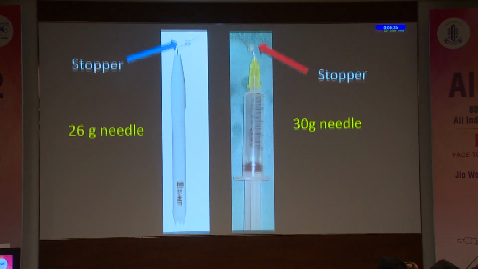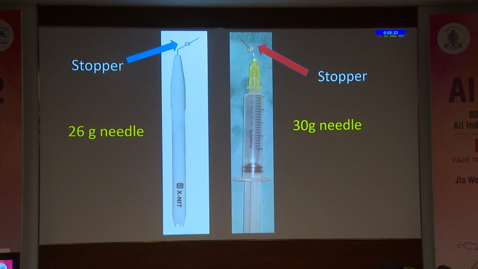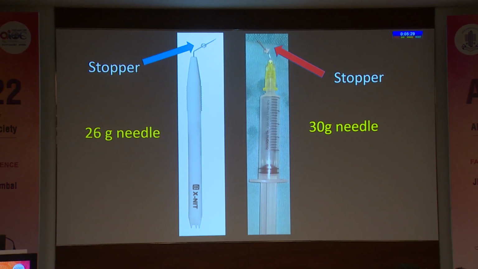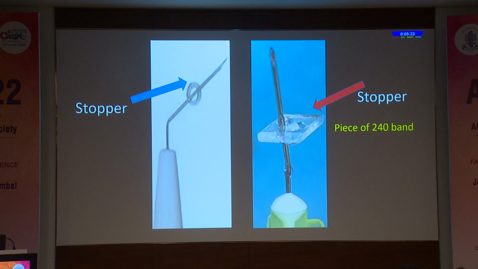So how to make it? The XNet by Aurolab uses a 26 gauge needle and a silicon stopper, while I have used a 30 gauge needle on a 2 ml syringe, and the stopper is a piece of 240 band. In the case of the XNet by Aurolab, the stopper is made of silicone material.